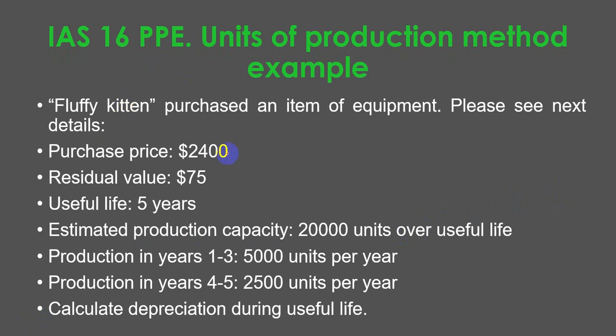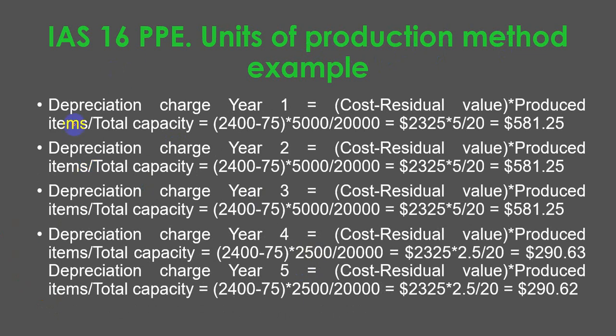So we have the same example, almost the same. We have new details here. As you can see, estimated production capacity is 20,000 units over useful life. Production in years 1 through 3 is 5,000 units per year. Production in years 4 and 5 is 2,500 units per year. And we need to calculate depreciation using units of production method. So let's try to do this.